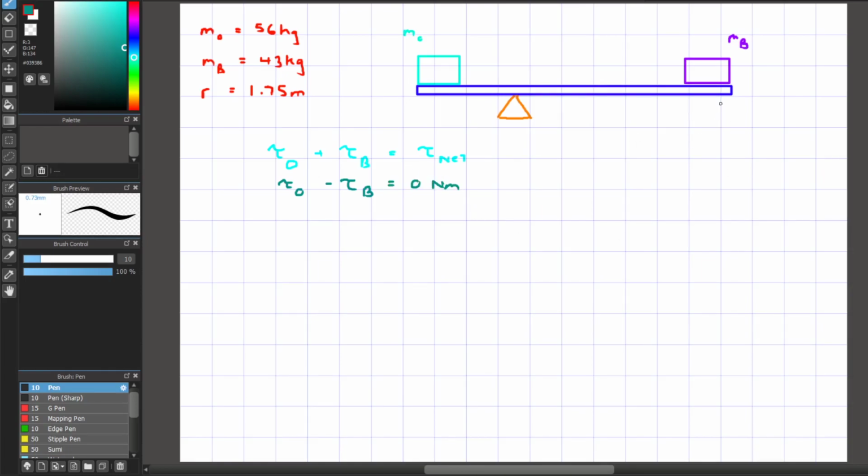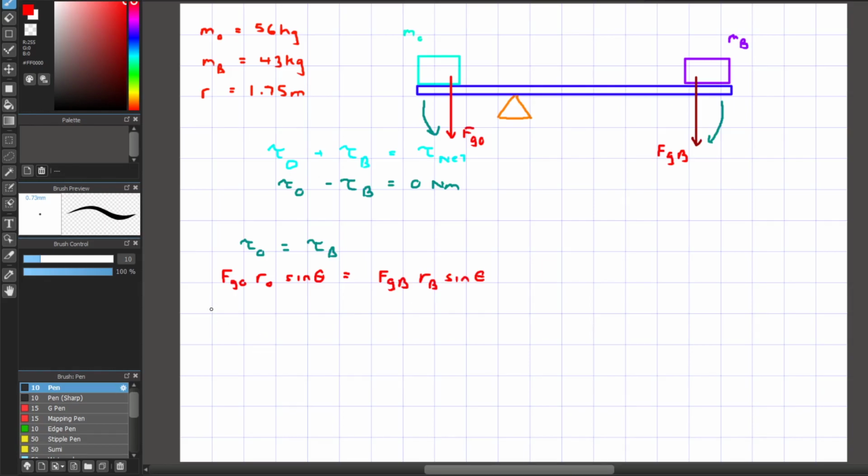Also, you notice Barry's torque is negative because his weight will cause the seesaw to rotate clockwise. With that in our equation here, we can say the torque of Barry and Oliver must be equal. The force that causes the seesaw to move is their force of gravity. Therefore, we can define the torque as Oliver's force of gravity times Oliver's radius times sine theta equals Barry's force of gravity times Barry's radius times sine theta.